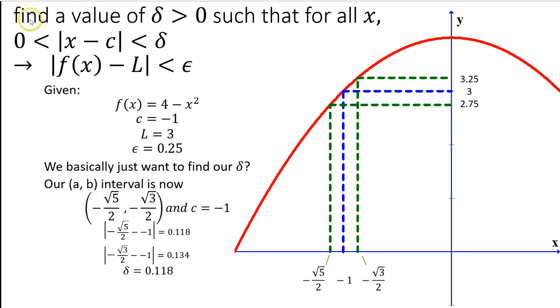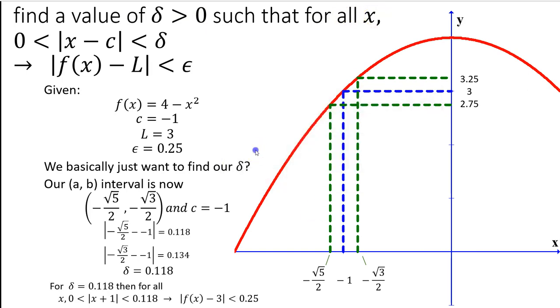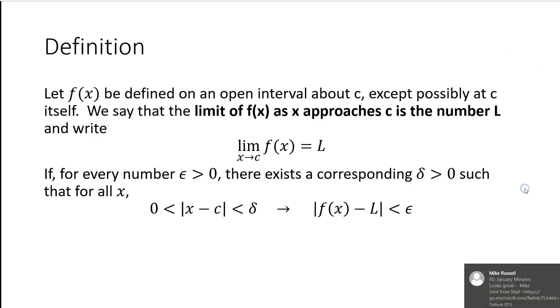Basically all we're doing, notice I have this statement up here, I've had this the last few slides. All I'm doing is taking this entire statement right up top in this left corner, and I'm repeating it as my solution. Find a value of delta greater than 0. Well, we found delta. Delta was 0.118. So for delta equals 0.118, then for all x, 0 is less than the absolute value of x minus c is less than delta. Well, I have x, I have c now, which is negative 1, so the absolute value of x plus 1 is less than, there's our delta.